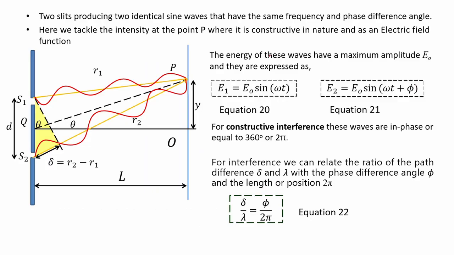Two slits produce two identical sine waves that have the same frequency and a phase difference angle. Here we tackle the intensity at point P, where it is constructive in nature, as an electric field function. The waves have a maximum amplitude E0 and are expressed as equations 20 and 21. For constructive interference, these waves are in phase, or equal to 360 degrees or 2 times pi. For interference, we can relate the ratio of the path difference delta and lambda with the phase difference angle phi and 2 times pi using equation 22.